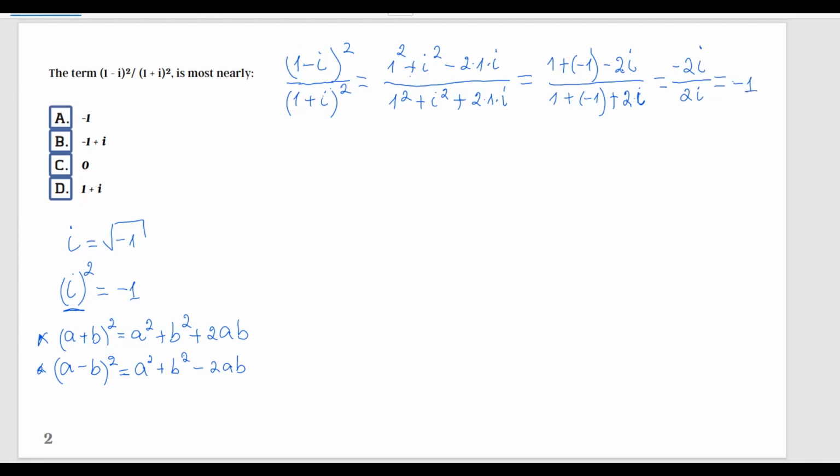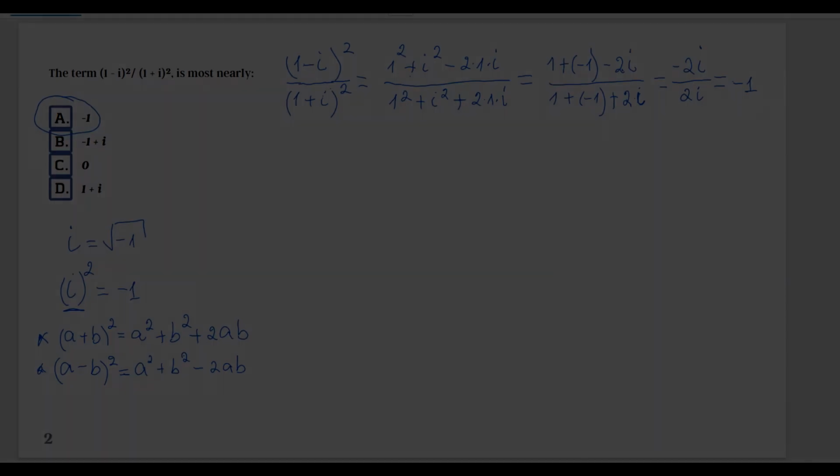And there you go. This is how you solve a problem like this. The correct answer is A, minus 1.